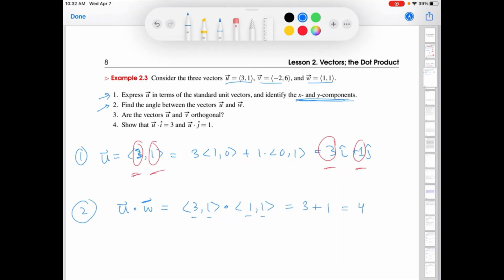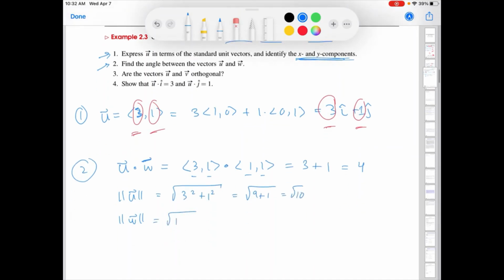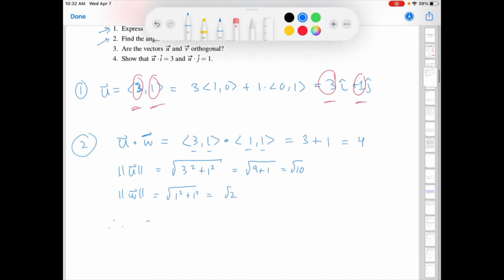That's 4. And then I also need to calculate the norm of u and the norm of w. That is the square root of the sum of the squares of the components. Square root of 9 plus 1, square root of 10. And then over here, square root of 1 squared plus 1 squared, that's square root of 2. So therefore, the cosine of theta is the dot product divided by these norms. That was our theorem earlier. So I get 4 divided by square root of 10 times square root of 2.